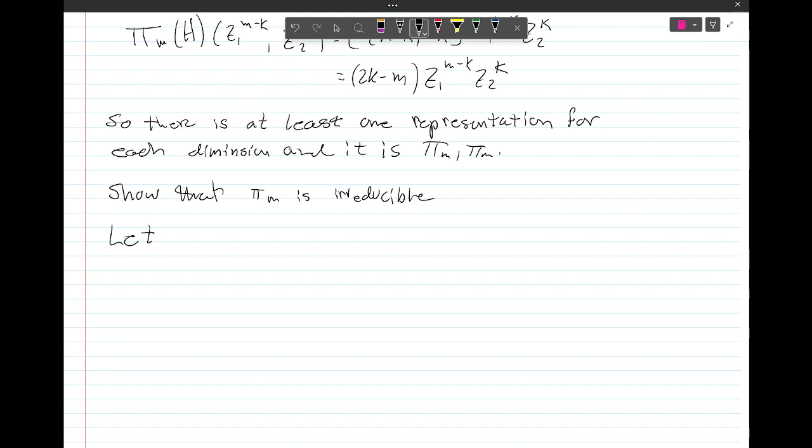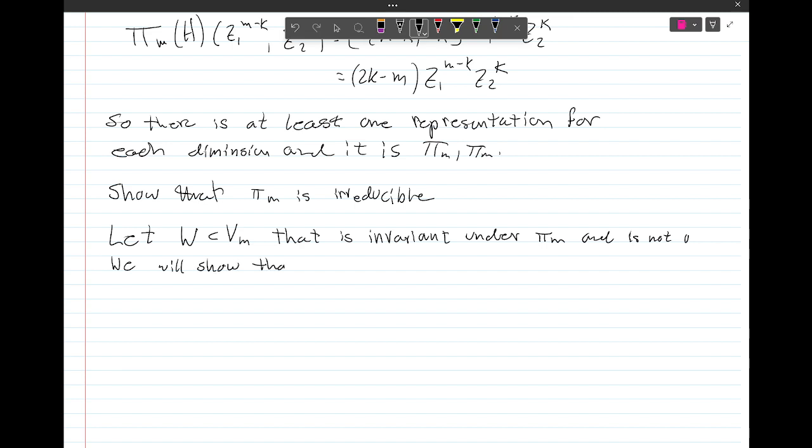Let W be a subset of Vm that is invariant under little pi m and is not 0. We will show that W actually equals Vm.